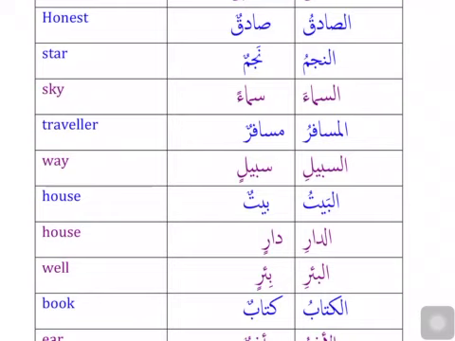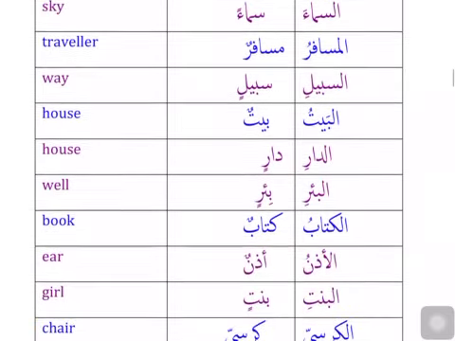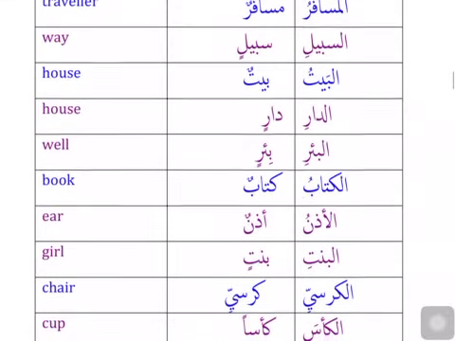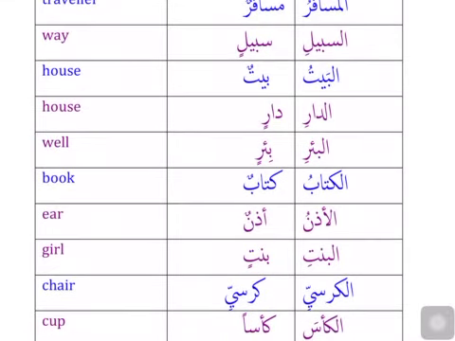Sadiqun, As-Sadiqu, honest. Najmun, An-Najmu, star. Sama'an, As-Sama'a, sky. Musafirun, Al-Musafiru, traveler. Sabilin, As-Sabili, way. Baytun, Al-Baytu, house. Baytun is a mufrad nakira ism, a house. Al-Baytu is a mufrad ma'rifa ism, the house. Both of them are talking about only one mufrad.